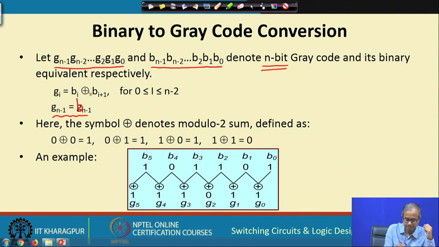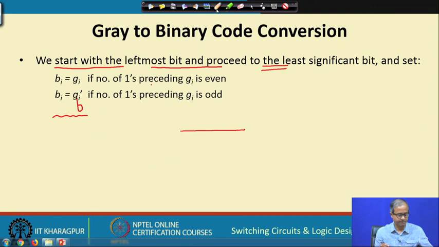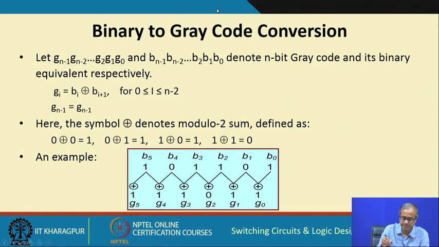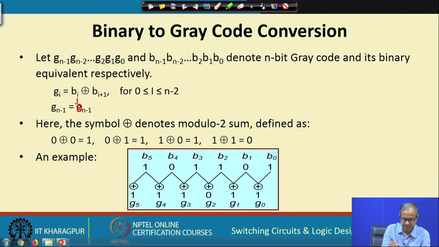This is called the modulo 2 sum of the corresponding binary bit Bi and the next most significant binary bit Bi plus 1, for all other values of i. This is the rule, and this modulo 2 sum is defined as follows. 0 modulo sum 0 is 0, 0 modulo sum 1 is 1, 1 modulo sum 0 is 1, 1 modulo sum 1 is 0.